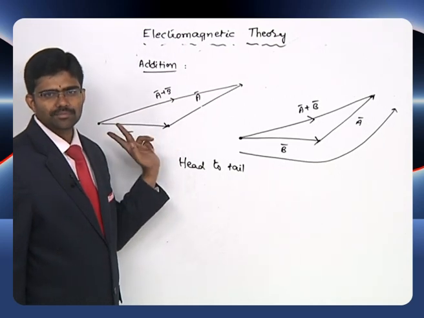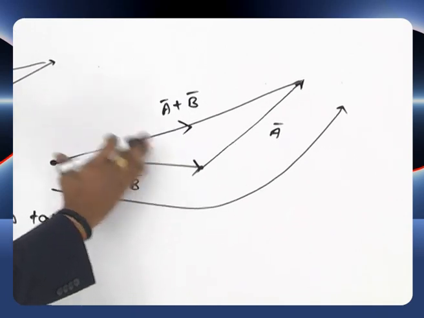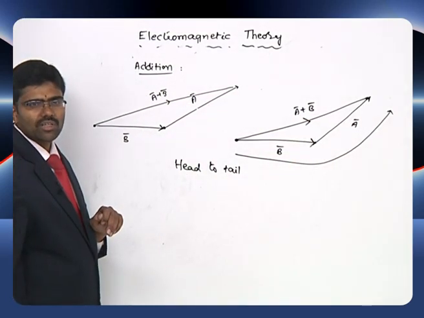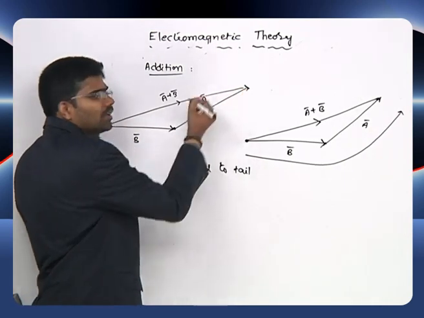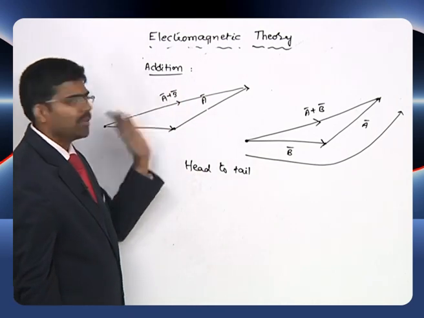So both are the same. So clearly what we need to do is take one vector and shift that vector to the appropriate location, that is the head of another vector, and consider the resultant from one point to another, head to tail, that is tail to head. Then that is the resultant of our a bar and b bar.